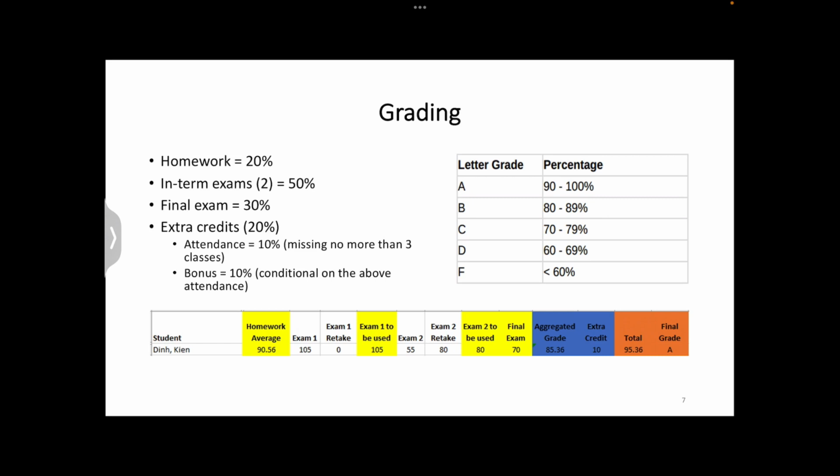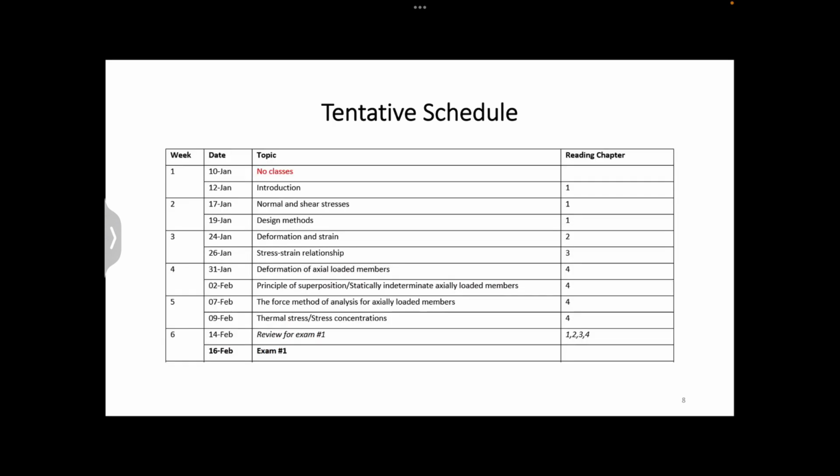By the way, I will give you an opportunity to retake one interim exam at the end of this semester. You can choose to retake either exam 1 or exam 2. If you decide to do so, I will count the higher of the two attempts towards your final grade. As you can see in the slide, the fictional student got 55 for his first attempt of exam 2. He later retook it and got 80. I will use 80 to determine his final grade.